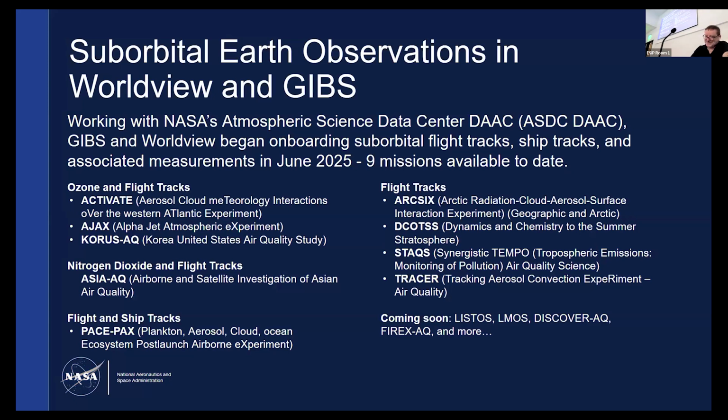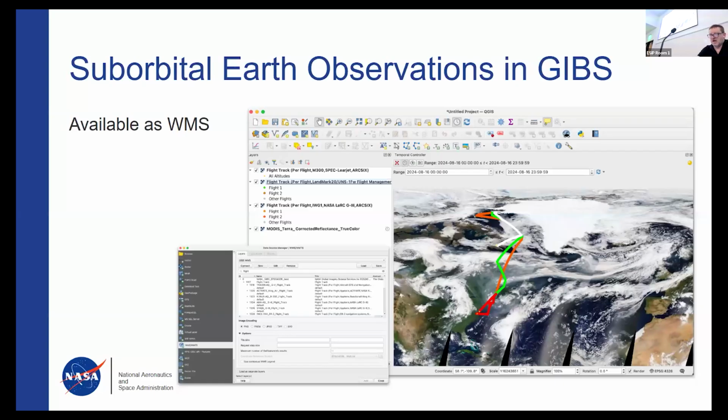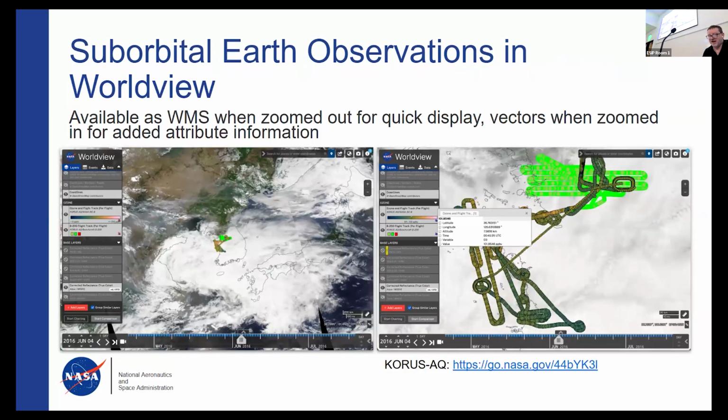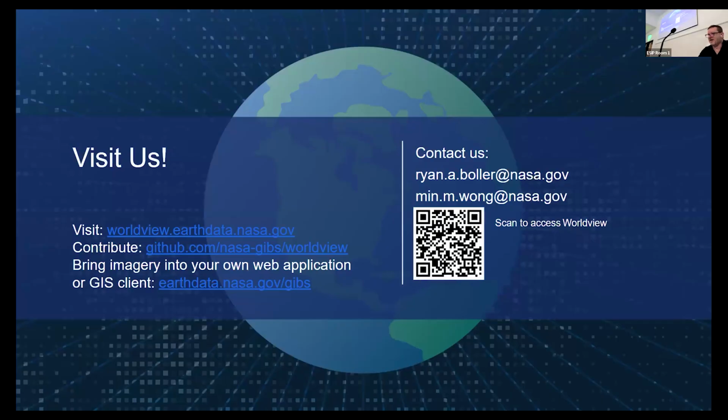And the meat of this talk, suborbital, my favorite topic. Over the last year, the suborbital community have been working with Worldview and GIBS to visualize their data within this ecosystem. They have nine missions available right now. They are itemized on this slide, but that ability to do vector plotting is what makes this all work. Here is an example in QGIS. It looks like somebody's just drawn a marker over that base layer, but I assure you that's a flight track. And this is also available in WMS, which is how QGIS consumed this data, and you can find it in Worldview too. And it looks much nicer in Worldview, I think you'll agree. Any questions?